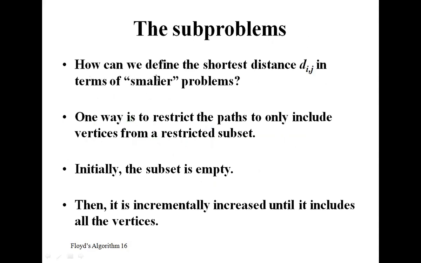Okay, the subproblems. How can we define the shortest distance d of i comma j in terms of smaller problems? We want to define the shortest distance problem as smaller problems. Since in dynamic programming we divide the given problem into a number of subproblems, we need to consider smaller problems. One way is to restrict the paths to only include vertices from a restricted subset. Initially the subset is empty. Then it is incrementally increased until it includes all the vertices.